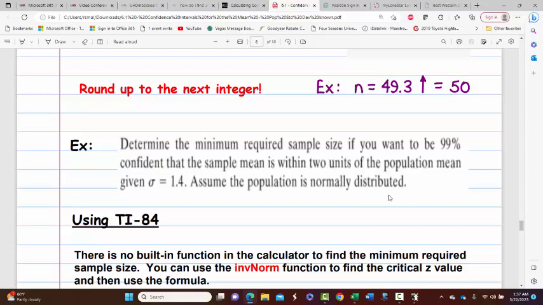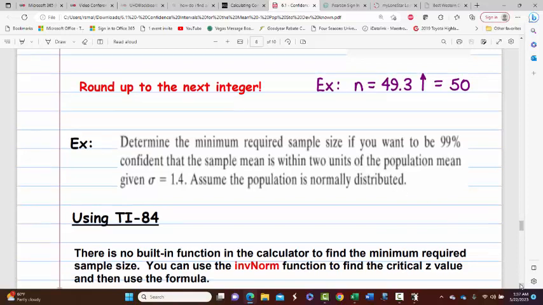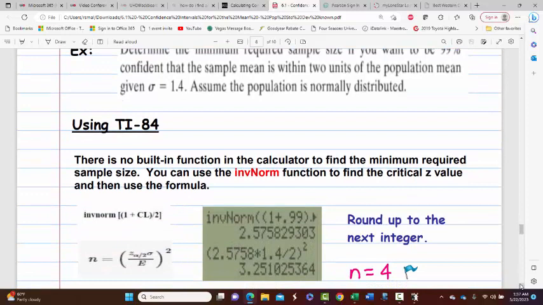Now, sometimes they'll flat out say margin of error or E or something, but the way you interpret it is in something like this, where it says within 2 units, that's the key phrase, meaning your margin of error is 2. So it might just come out and say margin of error, which obviously would be nice, but within 2 units is your key phrasing for the margin of error. And you see I have the 2 right now.